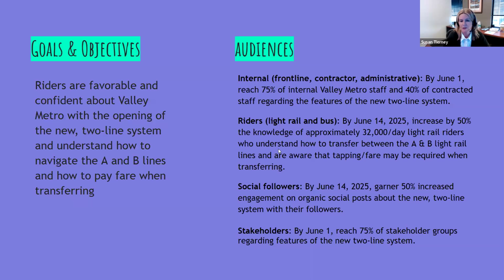For our social followers, by June 14th, we want a 50% increase in engagement on organic social posts about the new two-line system. And with stakeholders, by June 1st, reach 75% of stakeholder groups regarding features of the new two-line system. And by stakeholders, I'm talking about the communities that we serve, as well as the businesses that we serve, the other transportation agencies that support us, and our employers that are going to be impacted with their employees using the system to go to jobs or to destinations.